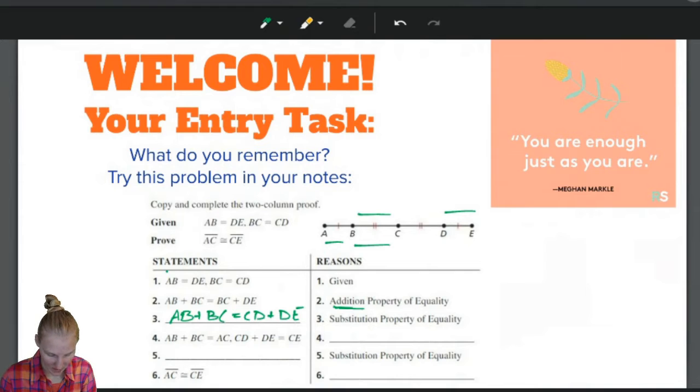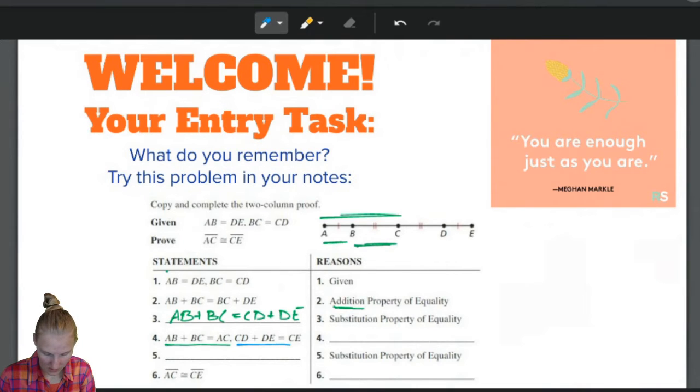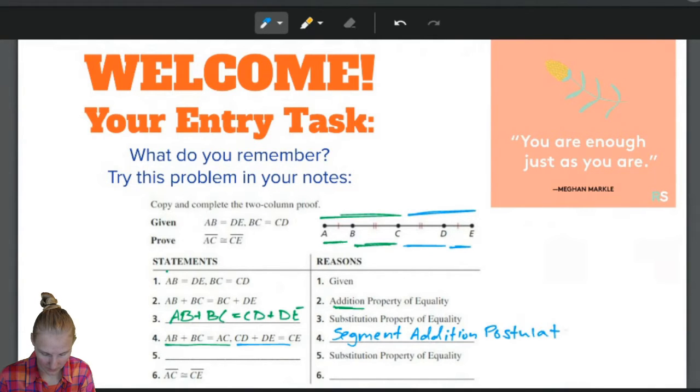So their next step is that AB plus BC equals AC. AB plus BC equals AC. And let's get a different color. CD plus DE equals CE. Oh, okay, both of these things are because of the segment addition postulate. Segment addition postulate. Okay. And let's see.